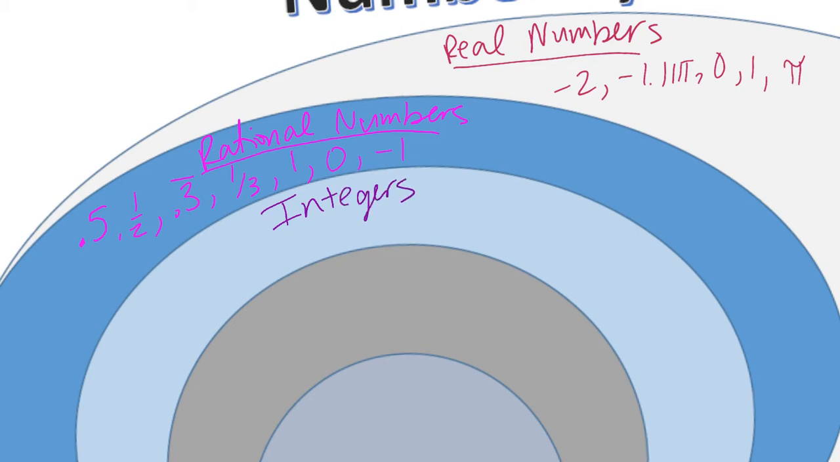Now, integers, they're a little bit more exclusive. Integers are things that you see on the number line. So like -2, -1, 0, 1, 2, 3, all the way down and all the way up. So they have to have no decimal part to them, and it would be something that you would put on a normal number line.